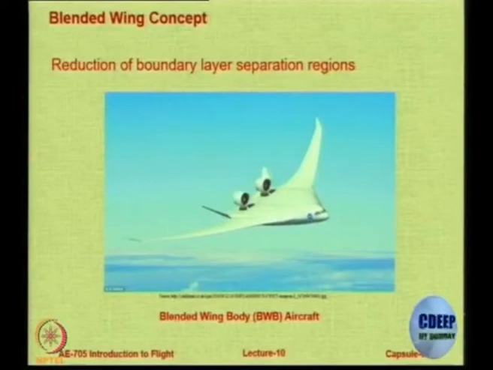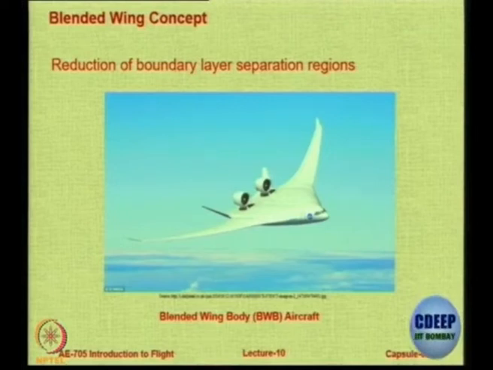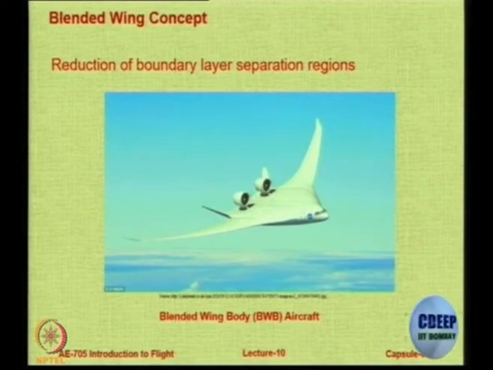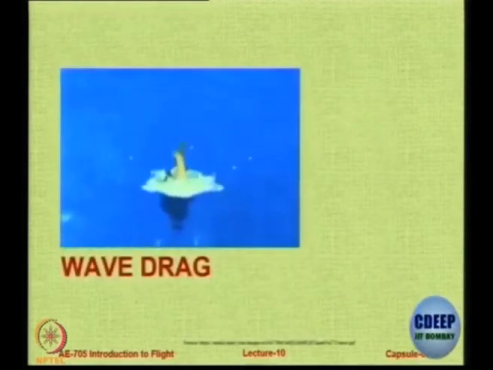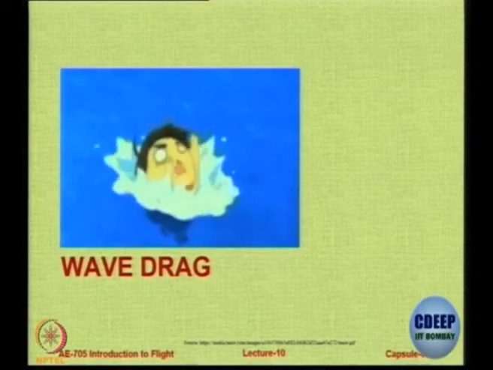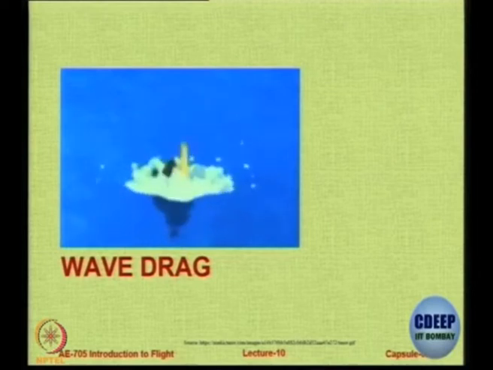Another concept that is very common nowadays is the blended wing body, where we don't know where the fuselage is and where the wing is. Both of them are blended together. So you put all the payload and the passengers in the central root chord of the wing and you blend the whole thing with the aircraft. This is specifically what is being suggested for the next generation commercial aircraft.